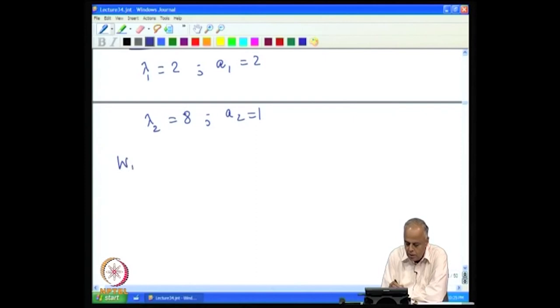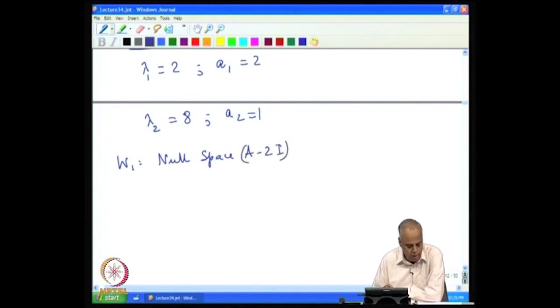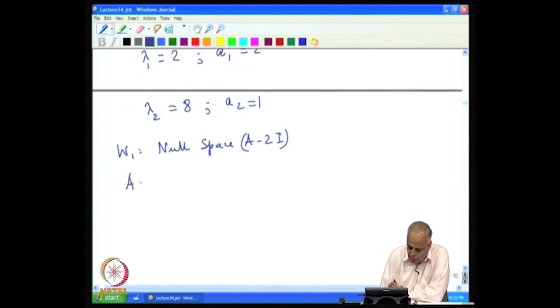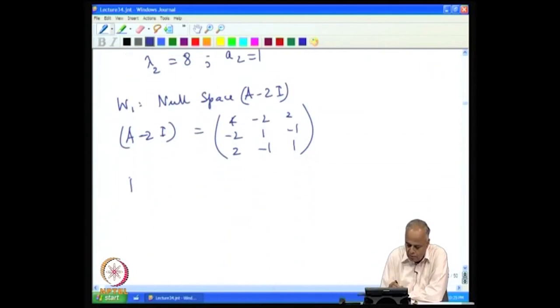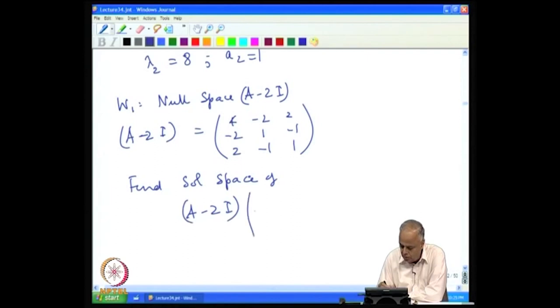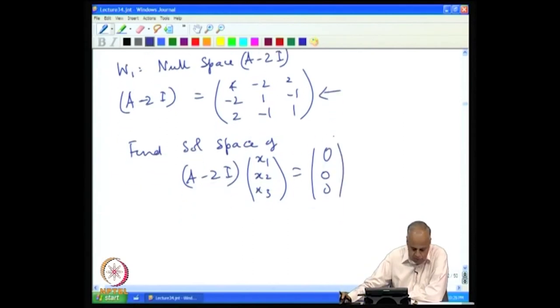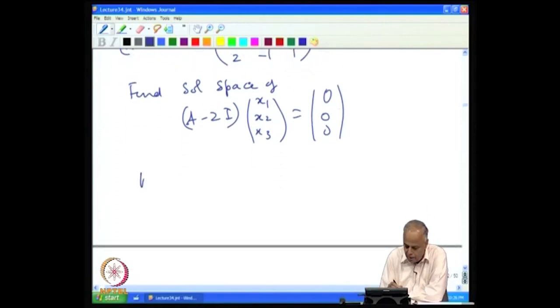Now, let us find the eigenspaces. W1 is the null space of A minus 2I, because lambda 1 is 2. So, A minus lambda 1 I is A minus 2I. So, A minus 2I with this given matrix is just 4, minus 2, 2; minus 2, 1, minus 1; 2, minus 1, 1. We get this matrix by subtracting 2 from the diagonal. Now, we find the solution space of the system A minus 2I times x1, x2, x3 equal to 0, 0, 0. We have the matrix A minus 2I, we have a homogeneous system, we know how to solve it, and when we solve this, we get W 1, the set of all solutions, which is of the form alpha, beta, minus 2 alpha plus beta, where alpha and beta are real.